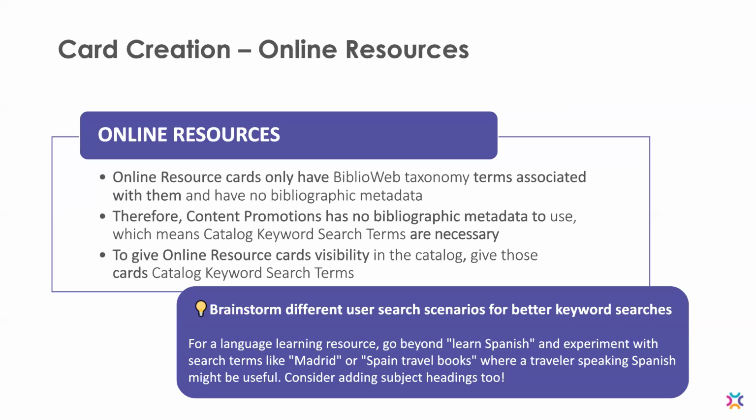So, online resource cards are usually how I have libraries start getting familiar with personalized promotions because they need help. And what's nice about these too is they're pretty evergreen. You can set these up and then just see how they go, like genealogy. It's really easy to come up with some evergreen terms to promote a genealogy resource.